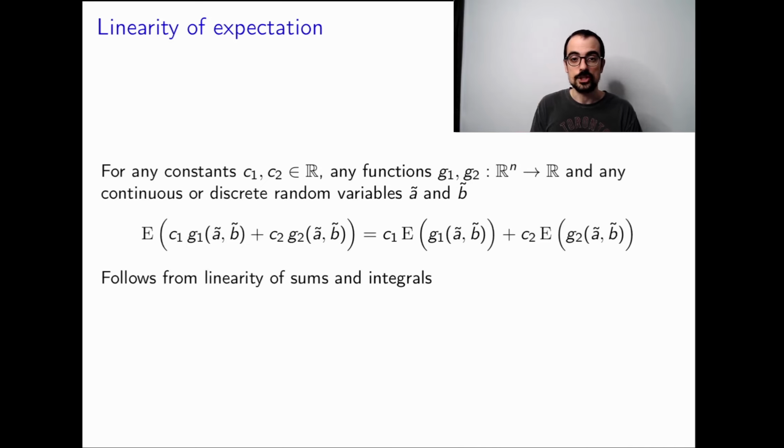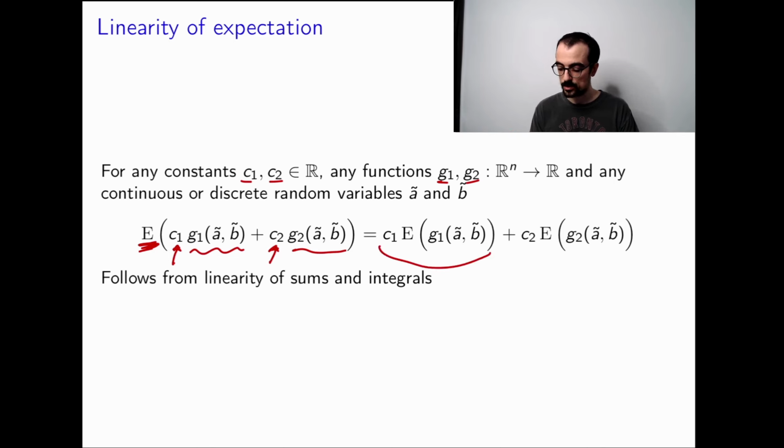Anyways, the point is that we have shown that because of linearity of integrals, if we have any constants C1 and C2 and any functions G1 and G2, and we compute the expected value of this constant times the first function plus another constant times the second function, we can always split up this expected value or this mean into the sum of the two terms and bring the constants out. We would have been able to do exactly the same thing if we had discrete random variables, because sums are also linear.